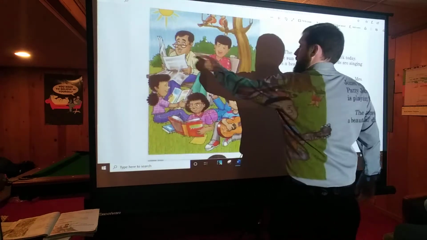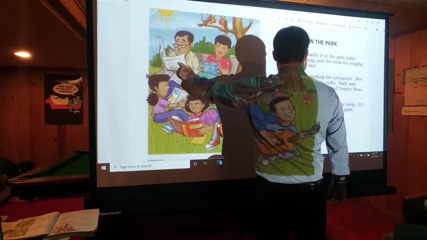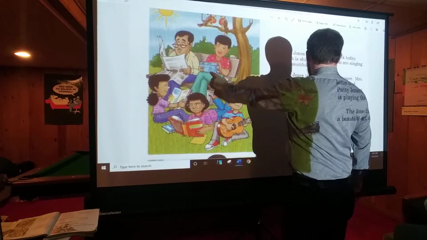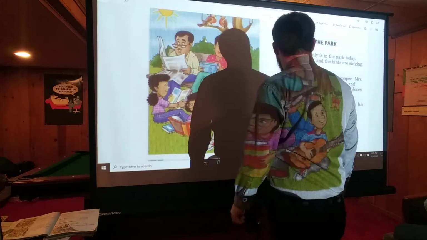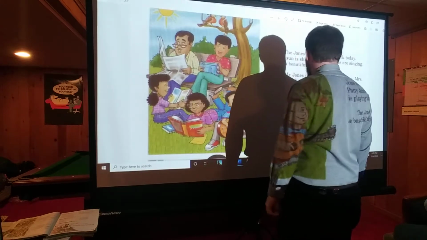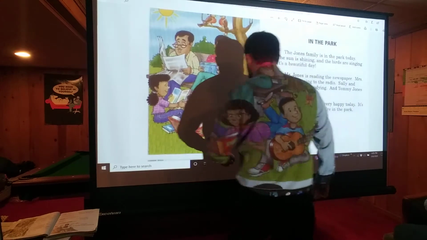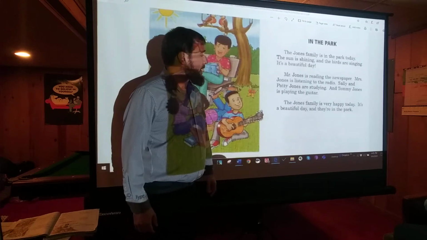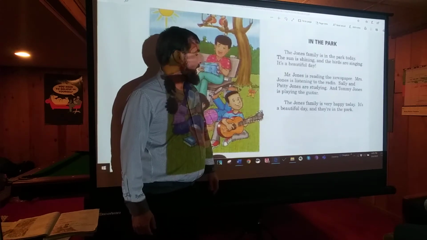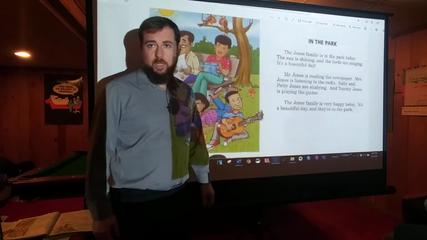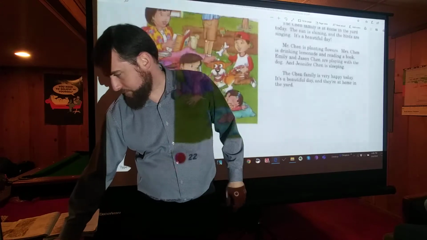Mr. Jones is reading the newspaper. Mrs. Jones is listening to the radio. Sally and Patty Jones are studying, and Tommy Jones is playing the guitar. The Jones family is very happy today. It's a beautiful day, and they're in the park. Okay, that's story number 1.